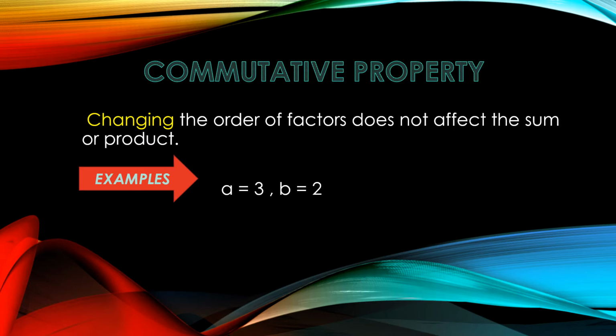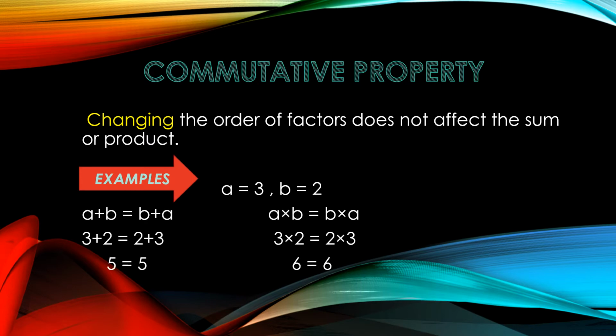Let's take a equal to 3 and b equal to 2. In first you can see a plus b is equal to b plus a. That is a we have taken 3 and b we have taken 2. Means 3 plus 2 is equal to 2 plus 3. And answer we will get the same, that is 5. In multiplication also you can see a into b equal to b into a. That is 3 into 2 equal to 2 into 3. Answer we are getting 6 in both. So that is commutative property. Means if we will change any order, it will not affect the sum or its product.